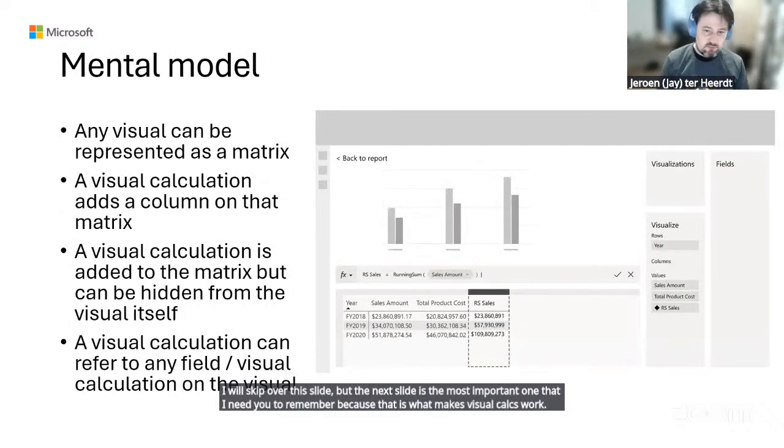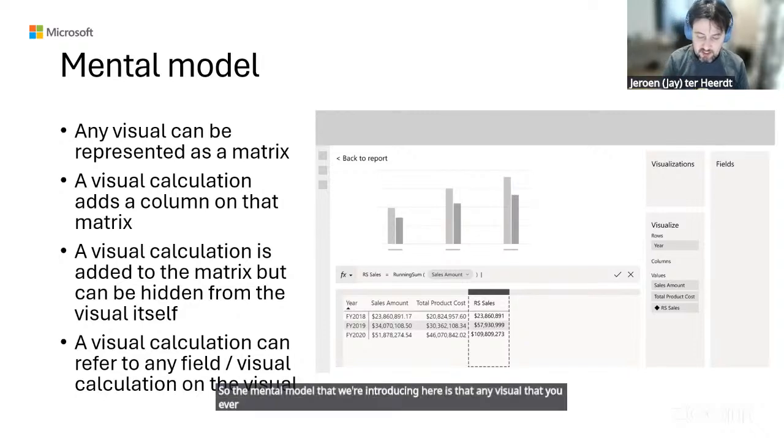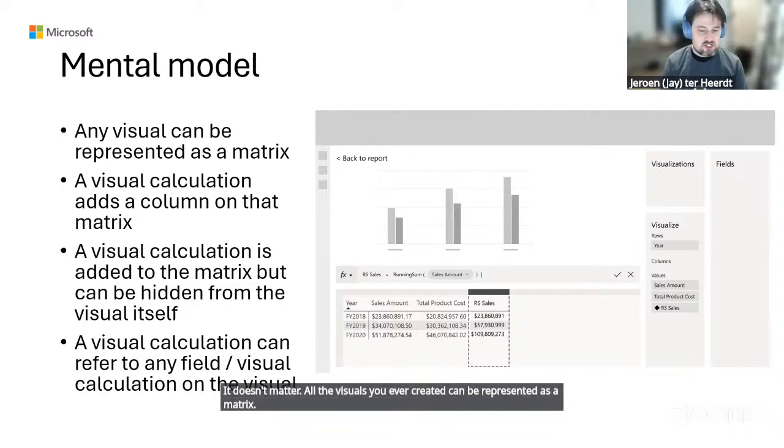So the mental model that we're introducing here is that any visual that you ever create in Power BI can be represented as a matrix. So think about it. If it's a line chart or a map or a column chart, it doesn't matter. All the visuals you ever created can be represented as a matrix. So that's essentially what we're doing.